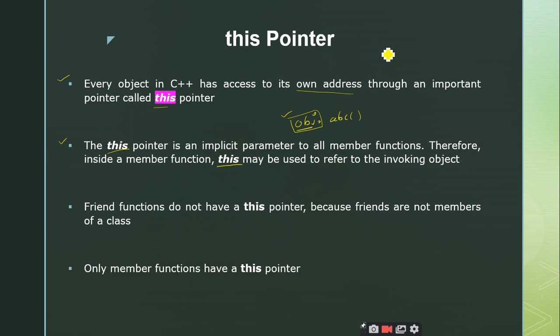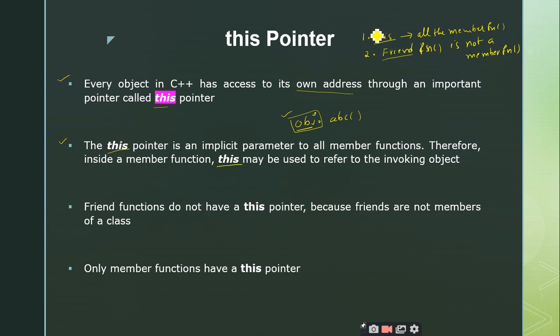Right, I am claiming two statements. One is this pointer is passed as an implicit parameter to all the member functions. Listen carefully. And the second statement what I am claiming is friend function is not a member function. Now by these two statements, my question is whether the friend functions have this pointer or not. No, sir.